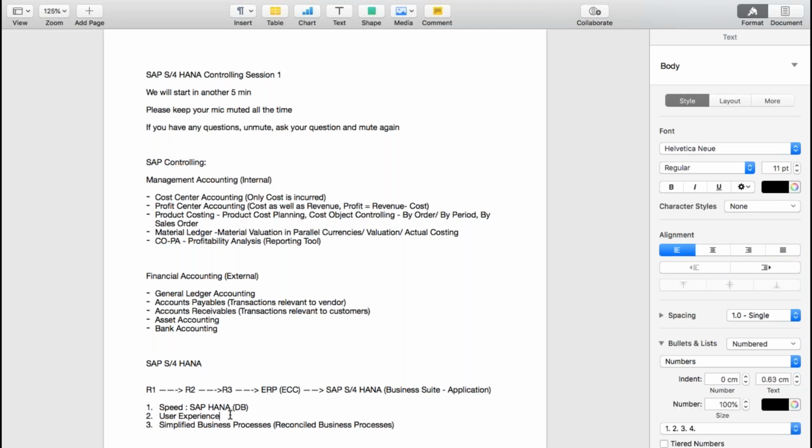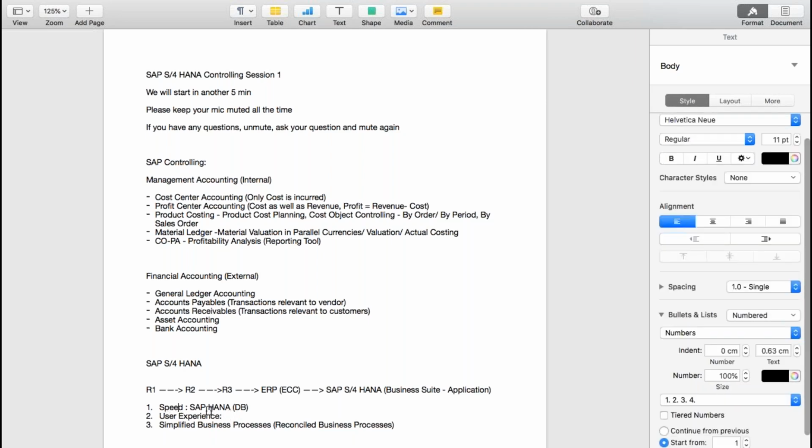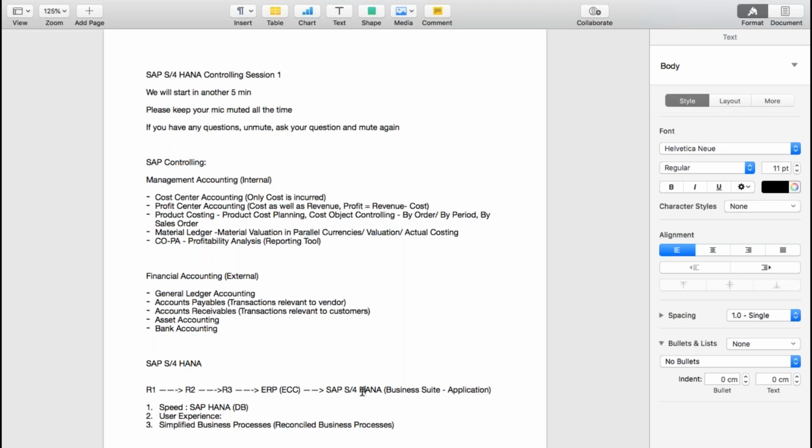Now coming to the second one. We understood that speed is achieved with the concept of SAP HANA. Because the database has been replaced from the traditional one with SAP HANA, SAP S4 HANA provides you faster speed. The second question is about user experience. How is SAP providing better user experience? How can I access the applications from my mobile device? Using which tool?